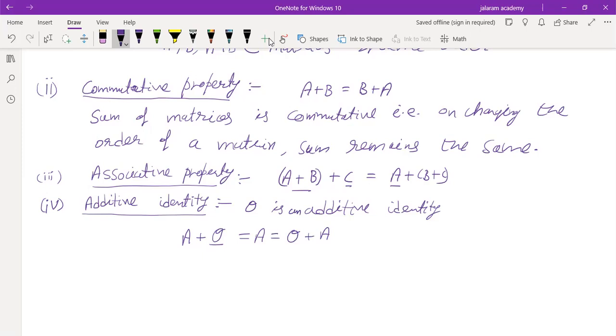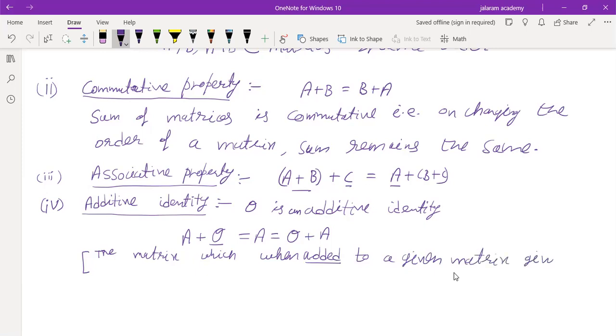You can write the definition. Write the definition also. Definition of additive identity: the matrix which when added to a given matrix gives the sum as the given matrix itself is called an additive identity.